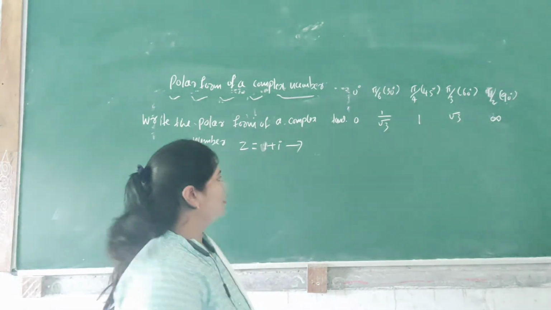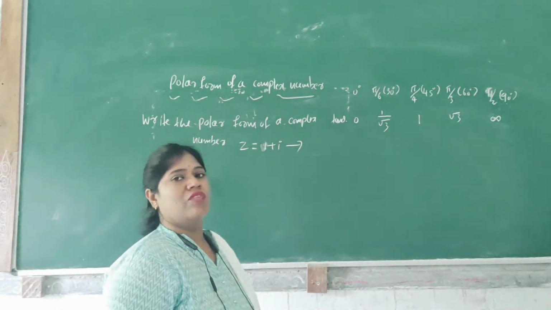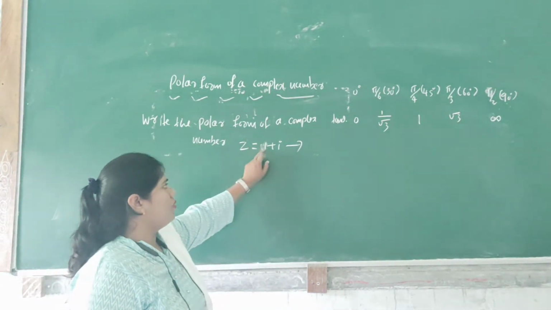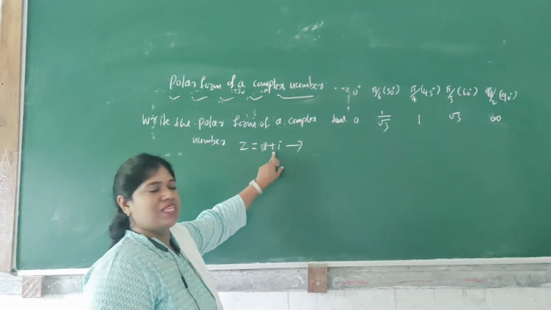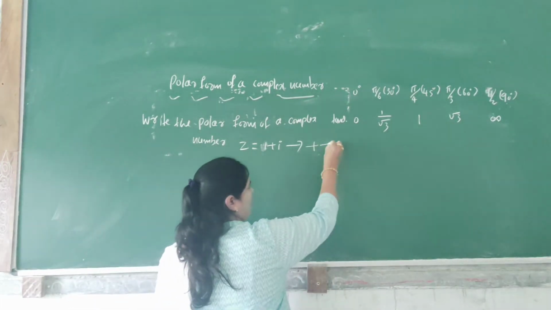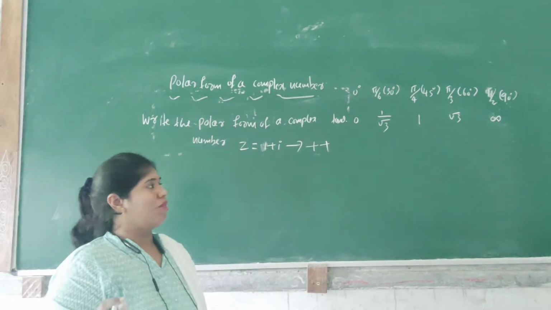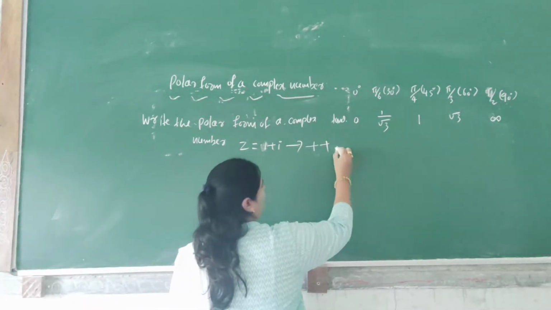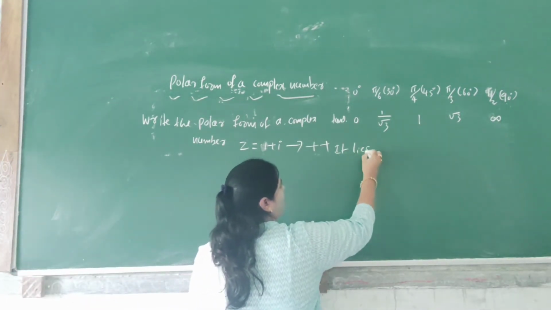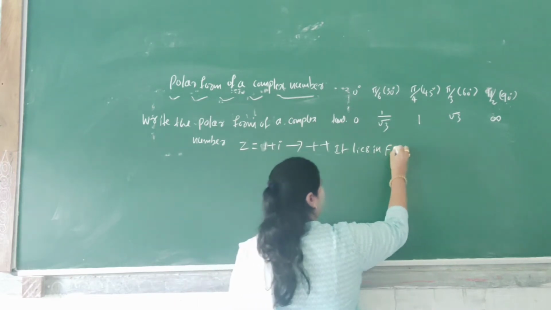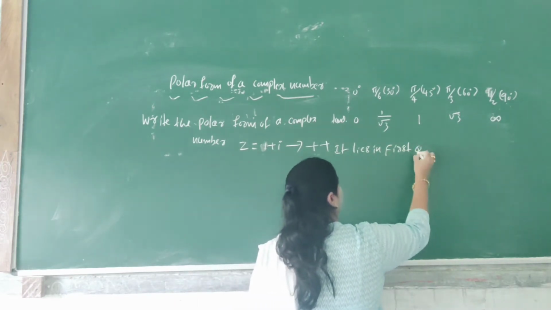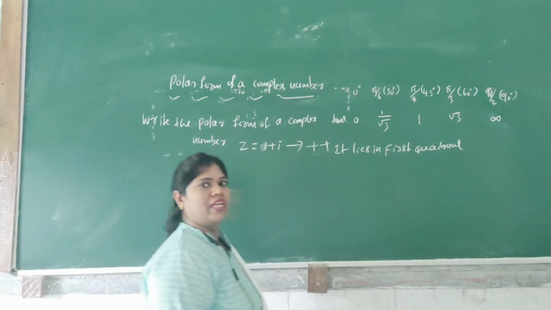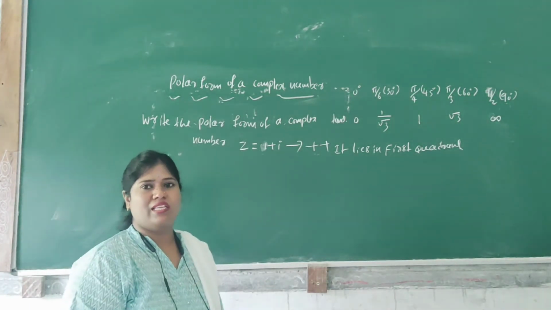This complex number z is equals to 1 plus i, in which quadrant does it lie? See, 1 is positive, i side is positive, so plus and plus, in which quadrant does it come? It lies in the first quadrant. So we need to know this, in which quadrant it lies.